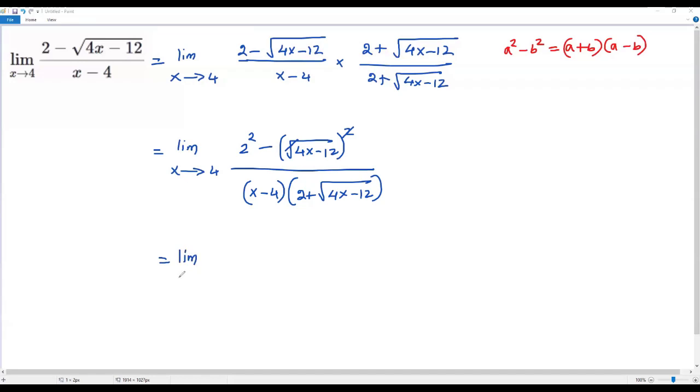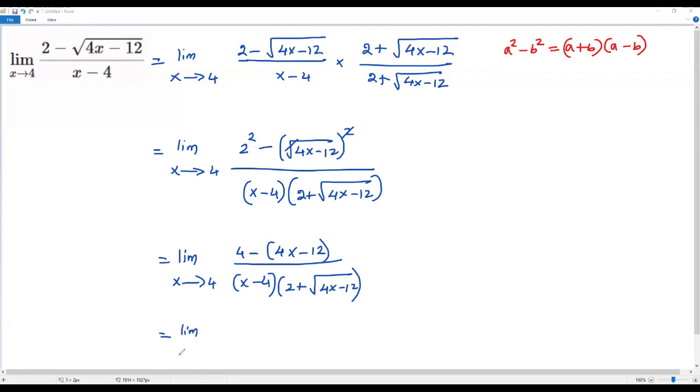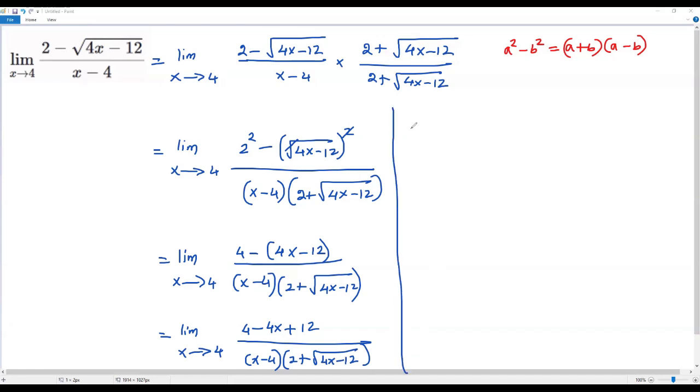The limit as x tends to 4. The evaluation of 2² is just 4, so 4 − (4x − 12) over (x − 4) times (2 + √(4x − 12)). Let me continue. We can distribute this negative sign to the 4x and the −12. When I do so, I get (−4x + 12) over (x − 4) times (2 + √(4x − 12)).